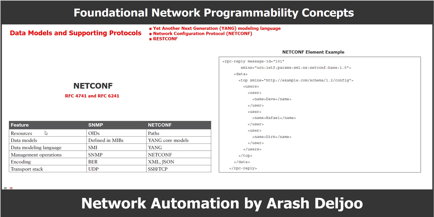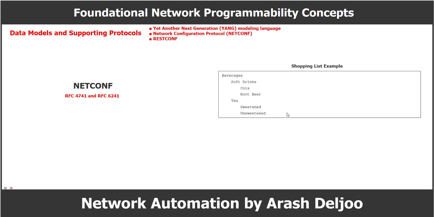As you can see here, an alternative way of looking at this type of NETCONF output is to simply look at it as though it were a shopping list. This provides an example of the shopping list concept. It can be read as follows. There is a group called beverages, and of these beverages there are soft drinks and tea. The available soft drinks are cola and root beer. Of the available tea, there is sweetened or unsweetened.